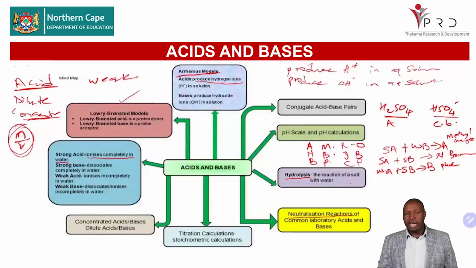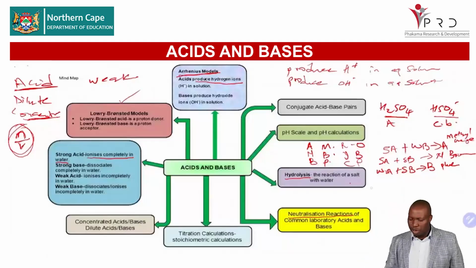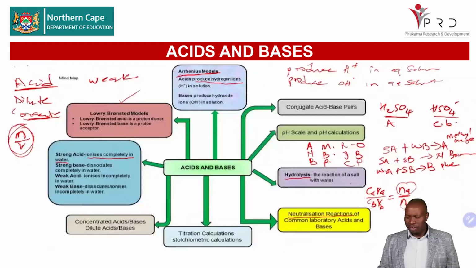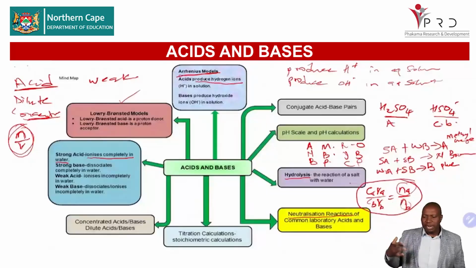to use the neutralization in terms of your governing equation, CaVa over CbVb equals Na over Nb when you're doing your titration. Remember, Na and Nb are the number of moles given in the balanced equation. So definitely when you're dealing with titration, neutralization reactions, your titration calculations, you're going to look at that equation. It makes it much easier.